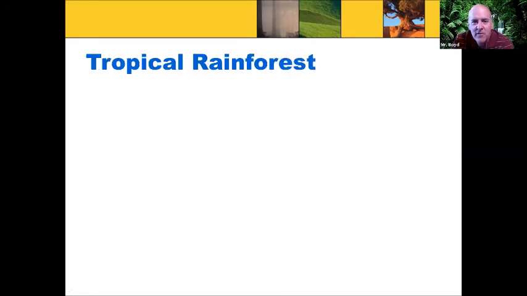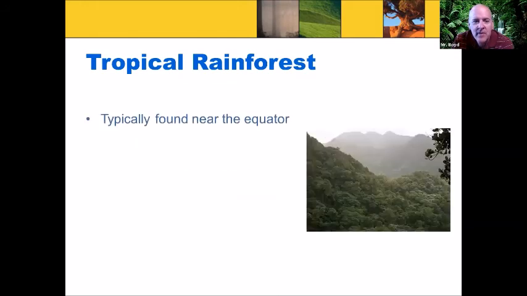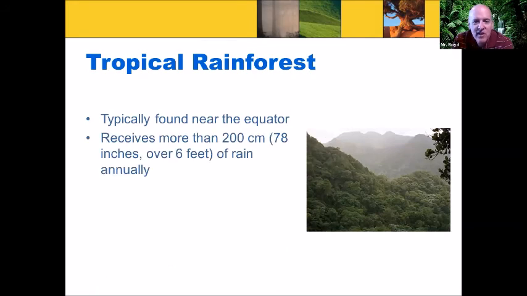Tropical rainforest. Typically found near the equator, they're tropical. They receive more than 200 centimeters, 78 inches of rain, over 6 feet of rain in a year. If you can imagine that. We get 10 inches, they get 6 feet.